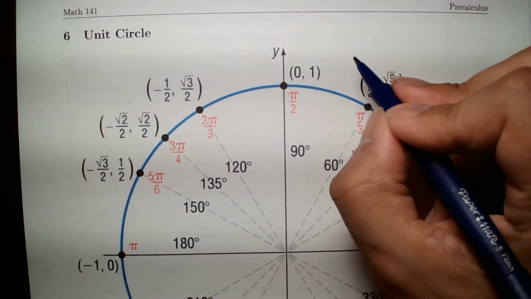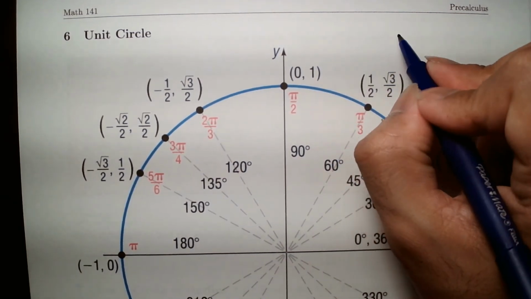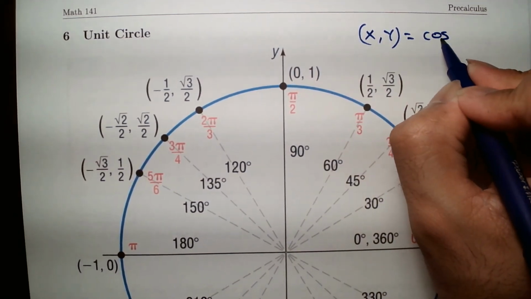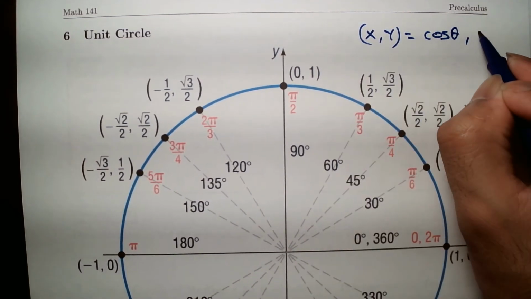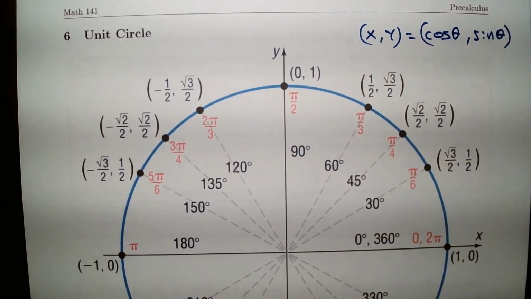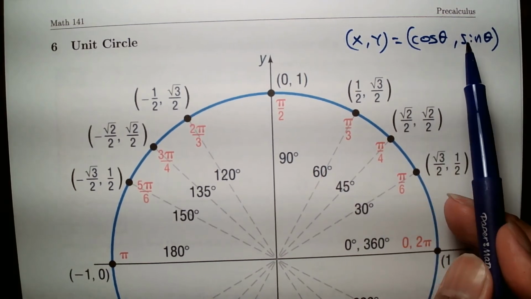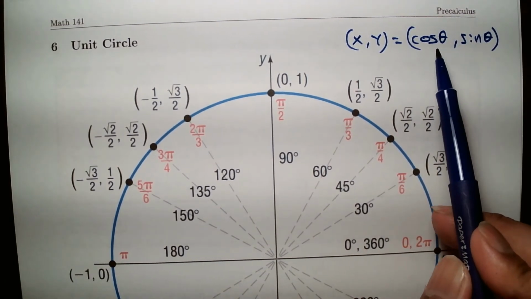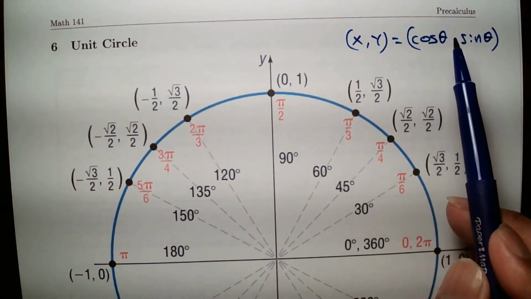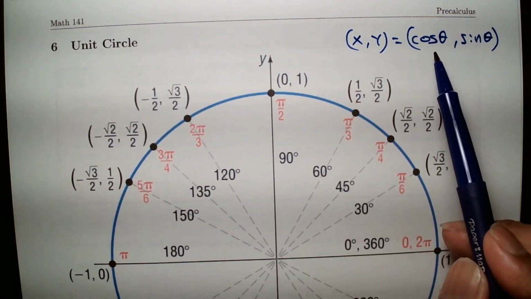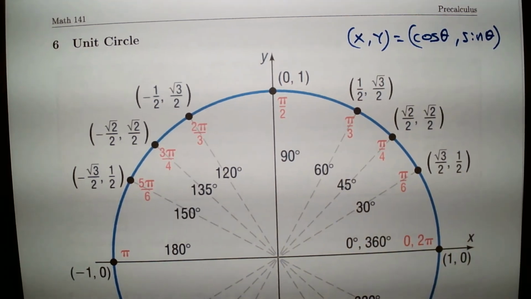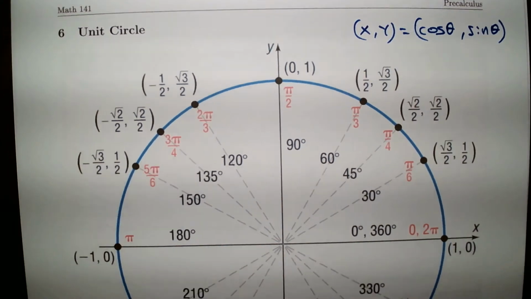All you need to know is that the x coordinate corresponds to cosine, and the y coordinate corresponds to the sine function. That's all you need to know. Keep in mind that the remaining functions: tangent is sine over cosine, cotangent is cosine over sine, and the reciprocal of cosine is secant, the reciprocal of sine is cosecant. That's all you need to know. Let's put this in practice.